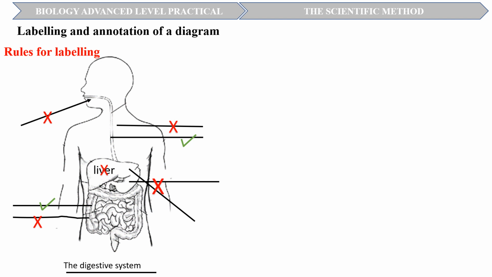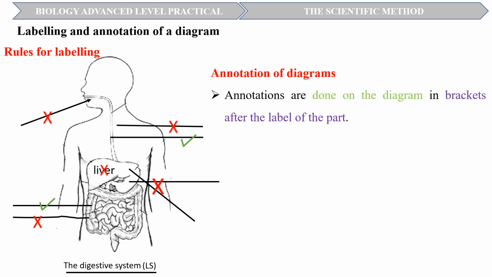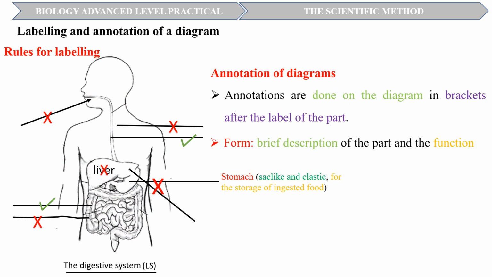The title should be written under the diagram and must be underlined. You may also need to include the body section in which the diagram is drawn, that is, whole, longitudinal section, or transverse section. In other cases, you may instead add the body orientation used, for example, ventral view, dorsal, side, etc. Annotations give information about the parts labeled. An annotation is done on the diagram in brackets after the label of the part. It has two parts, a brief description of the part and the function, the two separated by a comma.